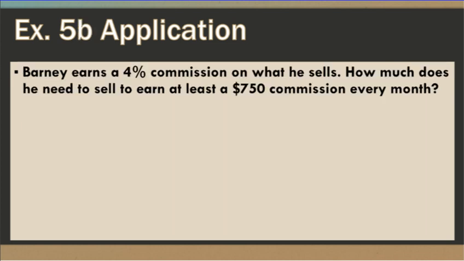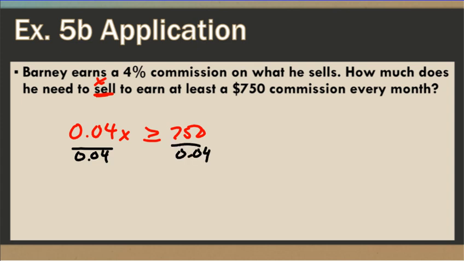And the last one here. Barney earns a 4% commission on what he sells. How much does he need to sell to earn at least a $750 commission every month? 4% is 0.04. Sell we'll use as an x term. At least, greater than or equal to $750. So to get x by itself, I divide by 0.04.